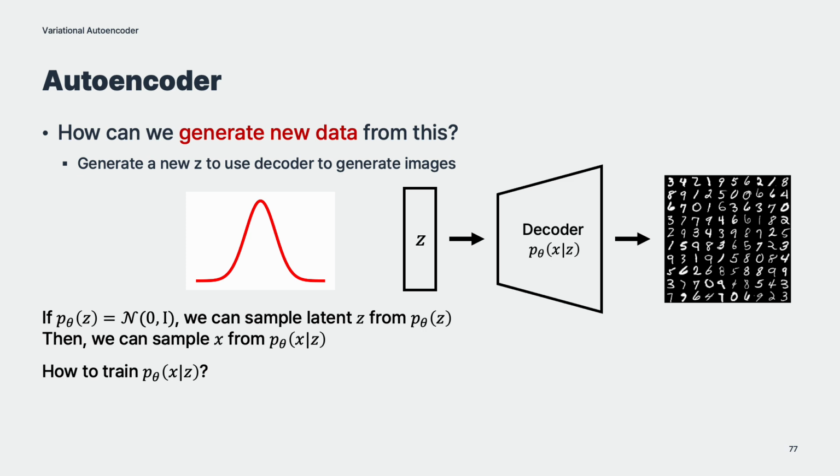But how do we train p theta of X given Z? Just like before, we want to maximize p theta of X. Since Z is latent, we express p theta of X as the integral over all possible Z values. Basically, sample Z from p of Z, then generate X from p of X given Z. Let's look at the expression. The first term, p of Z, is easy to compute. It's usually a standard Gaussian.